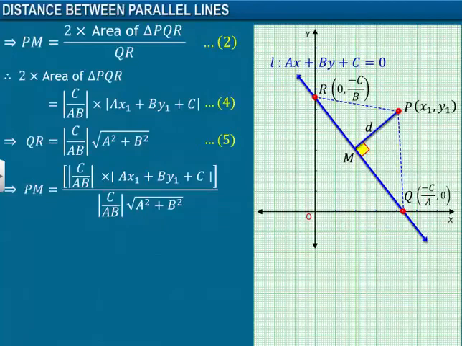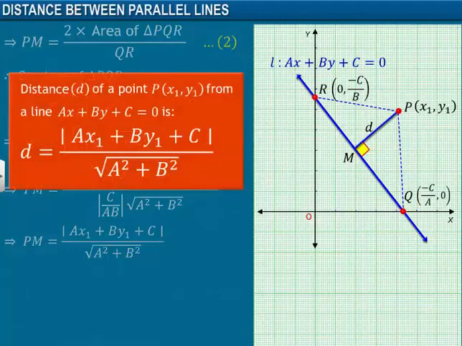Recall that PM is equal to the distance D from point P to line L. Thus, the distance D of a point x1, y1 from a line Ax plus By plus C is equal to 0 is given by modulus of Ax1 plus By1 plus C divided by under root A square plus B square.